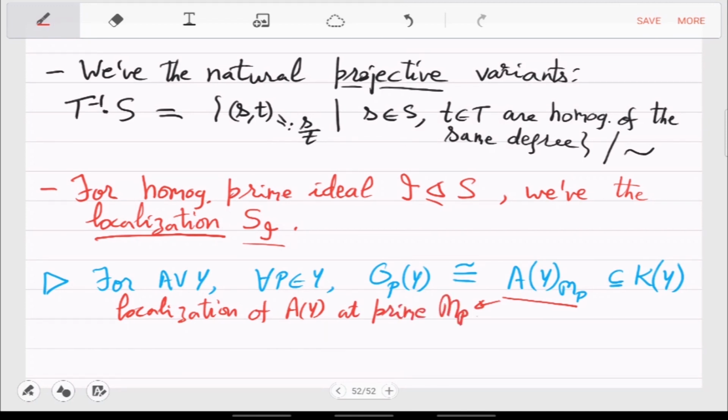Remember that M_P is a maximal ideal, so it is clearly a prime ideal. So we are localizing A(Y) at this specific prime ideal, which happens to be in fact maximal, and that is what O_P,Y is. So what happens if you localize A(Y) at the prime ideal 0? What is this? If you invert everything except 0, then you should get the maximum, which is K(Y), big K(Y).